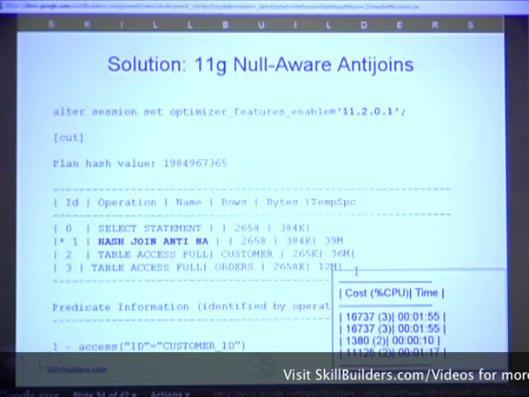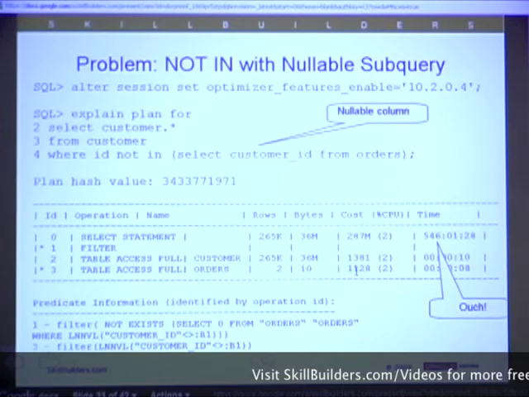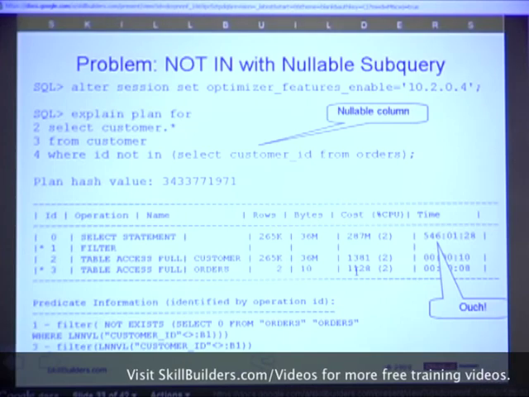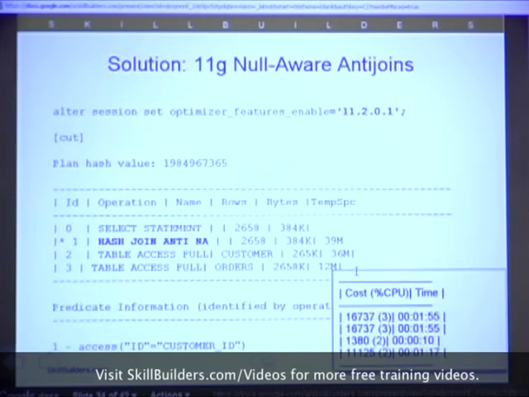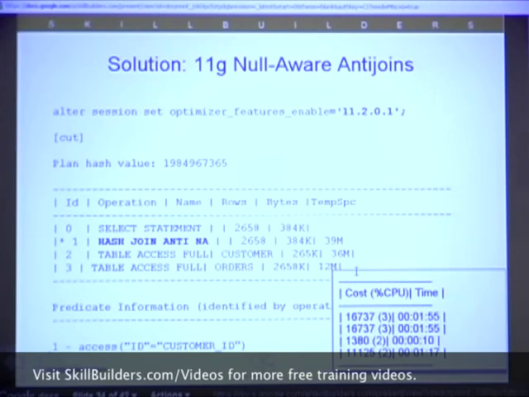Now, it doesn't fix the problem. If there are nulls in the subquery, the query returns nothing at all. It essentially returns an incorrect result to some extent, depending on how you look at it. It doesn't solve that problem, but it solves the performance problem. So this query, as you can see, ran almost no time at all. 1 second, almost 2 seconds, from about an hour.